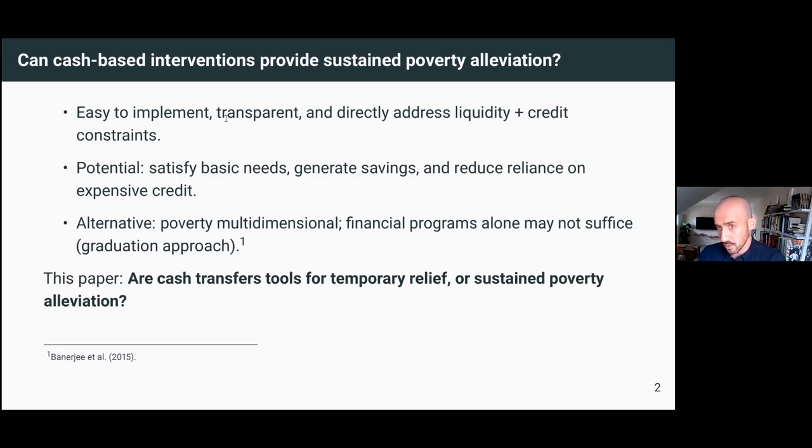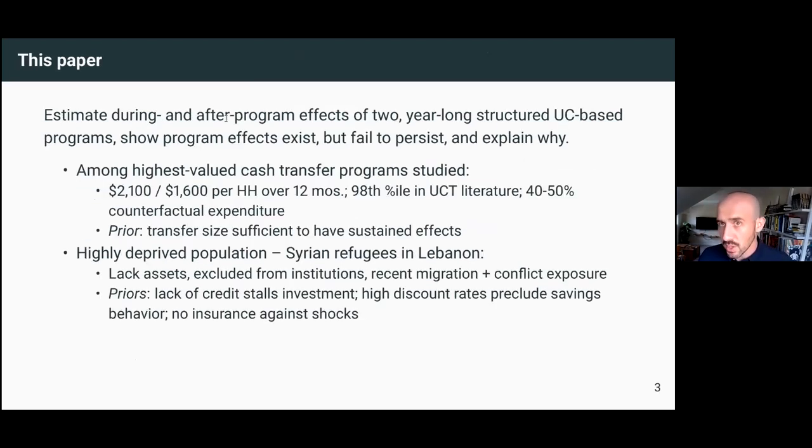to a better equilibrium. But you might have an alternative approach in which you consider poverty as a multidimensional and complex trap, and then addressing just one big side, the credit constraints, might not be enough to have sustained effects on alleviating poverty. So this paper sits on this long-lasting and important question: are cash-based interventions tools only for temporary relief, or might they provide sustained poverty alleviation? And we're going to test this in a forced displacement setting.